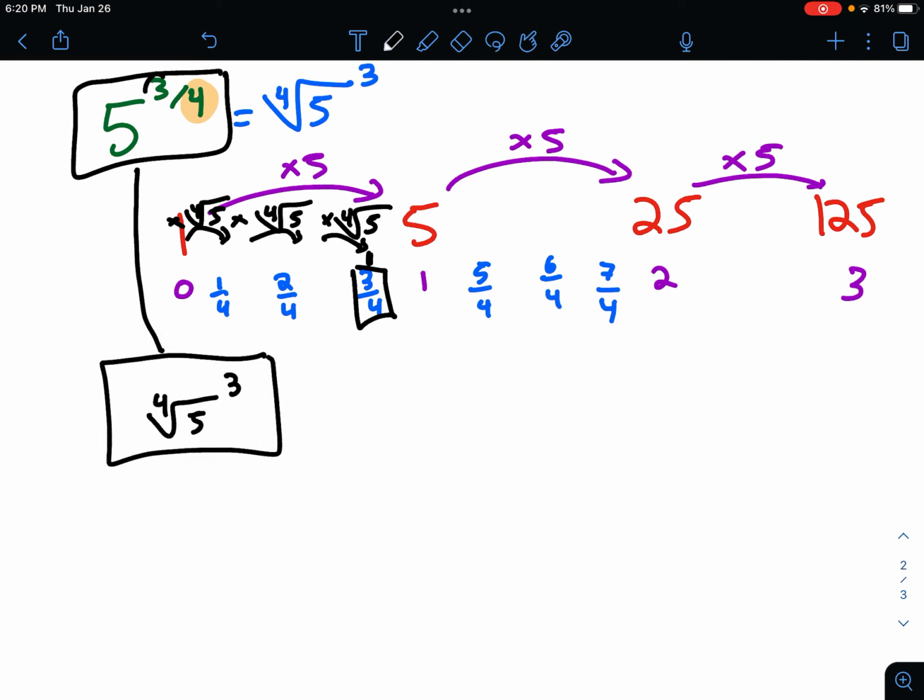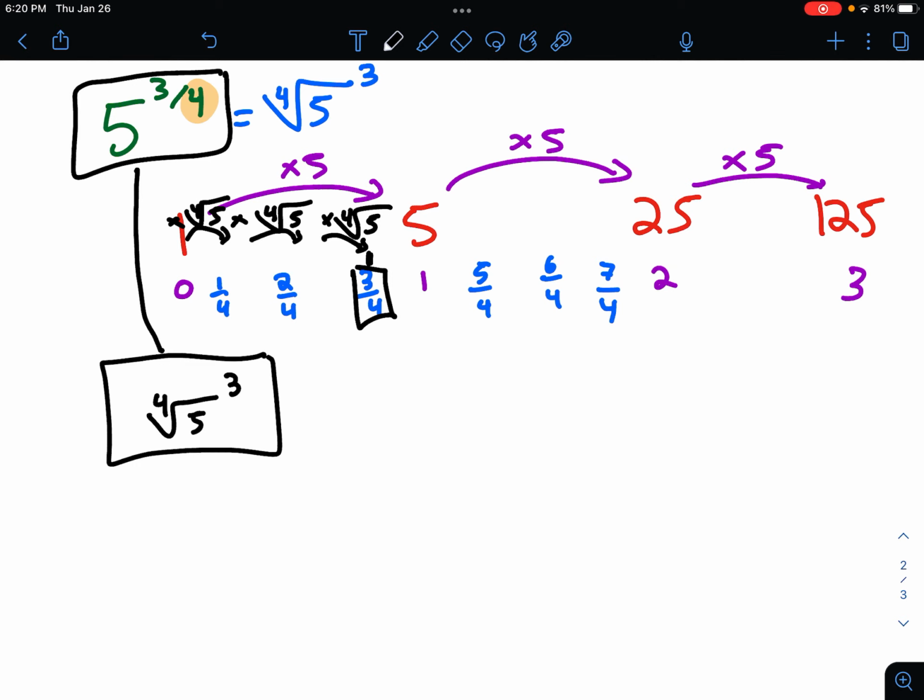We take our numerator of the fraction, and that becomes our power. We take the denominator of our fraction, and that becomes our root. And that's how we can convert forms. And this is sort of the why behind what's happening there. And the 4th root of 5 to the 3rd, there's really nothing else we could do other than try to simplify it as a decimal.